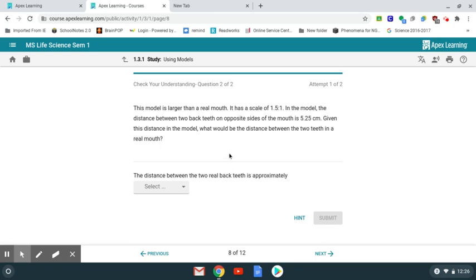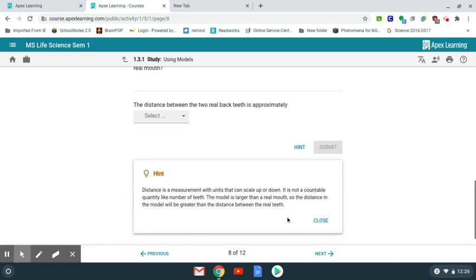So this model is larger than a real mouth. It has a scale of 1.5 to 1. In the model, the distance between the two back teeth on opposite sides of the mouth is 5.25 centimeters. Given this distance in the model, what would be the distance between the two teeth in a real mouth? Okay, so the ship model that we did a couple slides back was smaller, and this one's bigger. So instead of being 1 to 200, this one is bigger than real life. So in the model, it's 5.25. What do you think that's going to be in the real mouth?